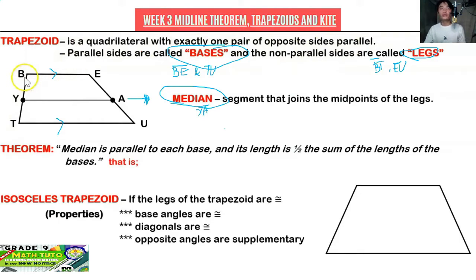Okay? So, ano yung theorem? The median is parallel to each base and its length is one half of the sum of the length of the bases. That is, sabihin pala, yung sukat ni median is equal to 1/2 daw, so 1/2 of the length of the bases. Ibig sabihin, B1 plus B2. So, yan yung pagkuha natin ng median.